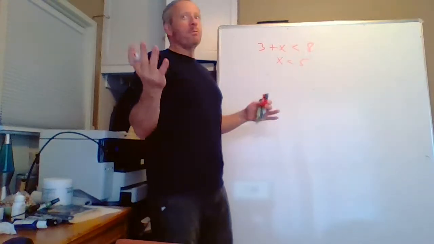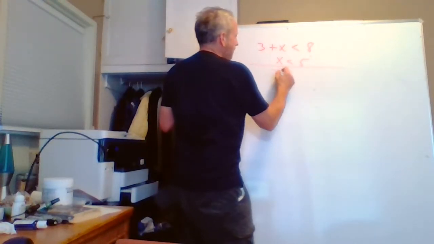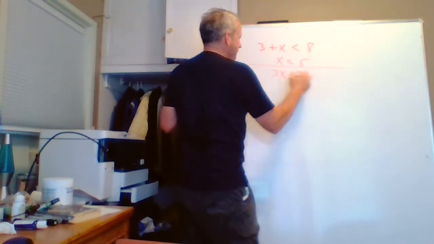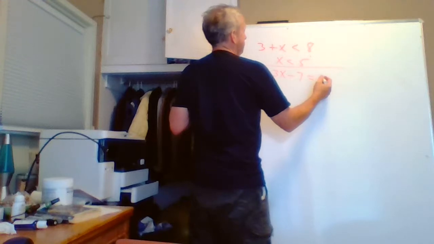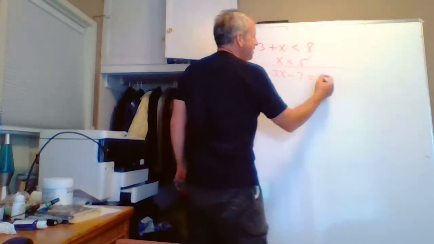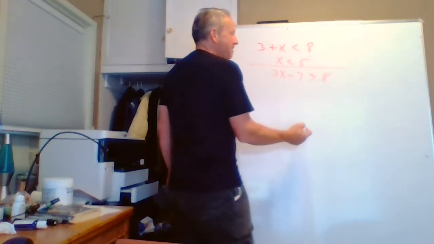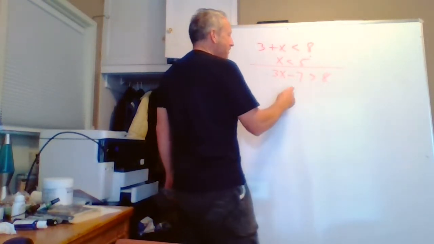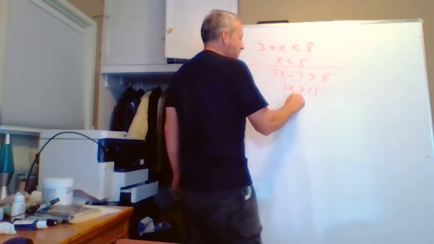Let me do a slightly more interesting problem. Let's suppose we had 3x minus 7 greater than 8. How will I solve this? Add 7 to both sides and divide both sides by 3.